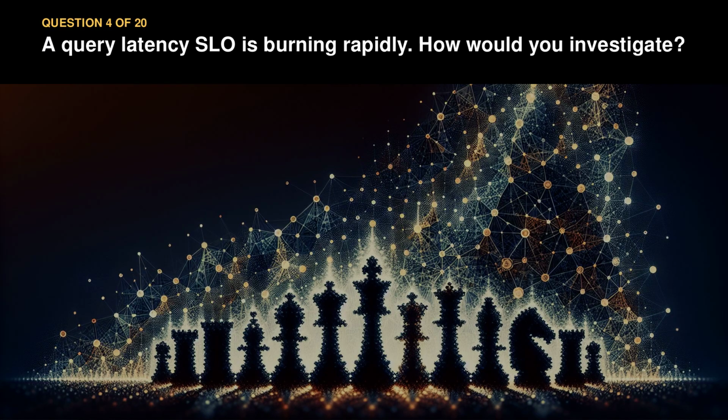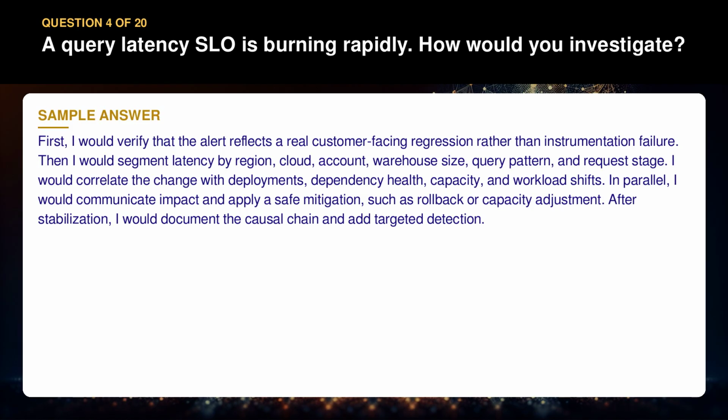Question 4. A query latency SLO is burning rapidly. How would you investigate? First, I would verify that the alert reflects a real customer-facing regression rather than instrumentation failure. Then I would segment latency by region, cloud, account, warehouse size, query pattern, and request stage. I would correlate the change with deployments, dependency health, capacity, and workload shifts. In parallel, I would communicate impact and apply a safe mitigation, such as rollback or capacity adjustment. After stabilization, I would document the causal chain and add targeted detection.